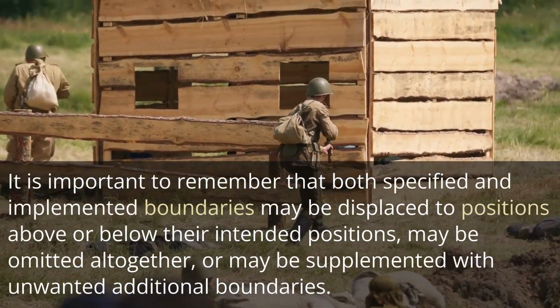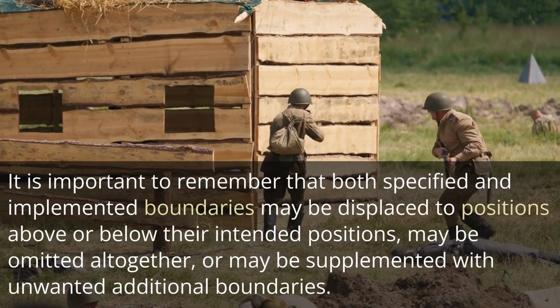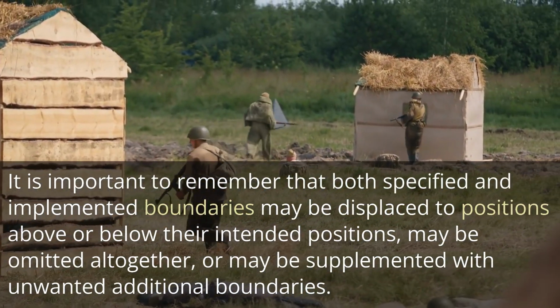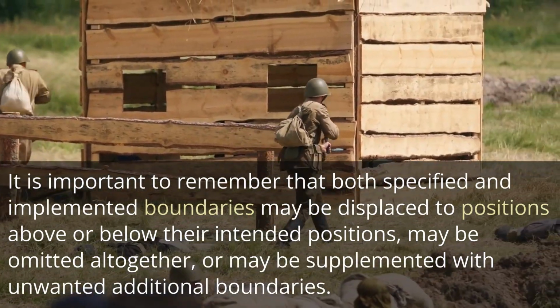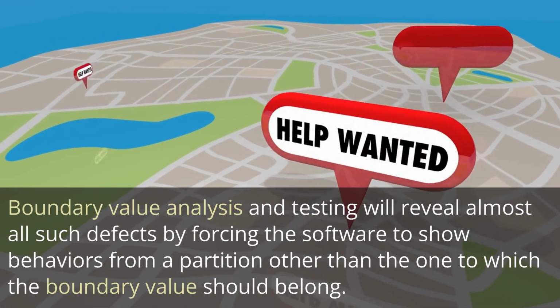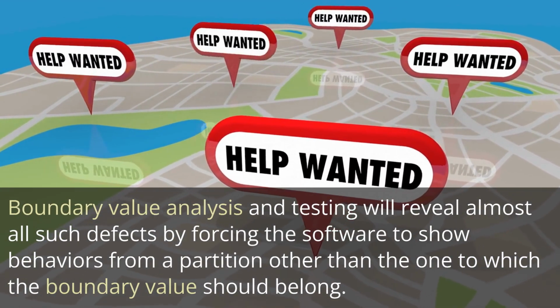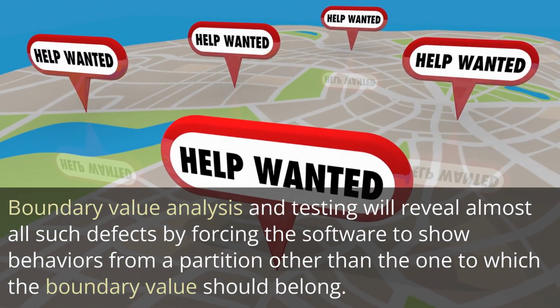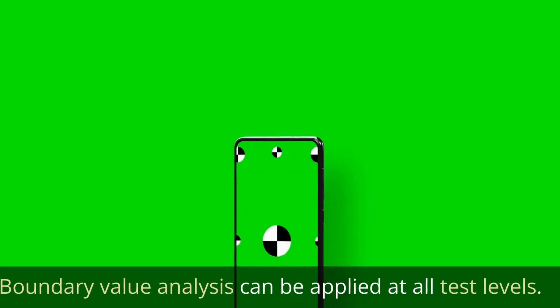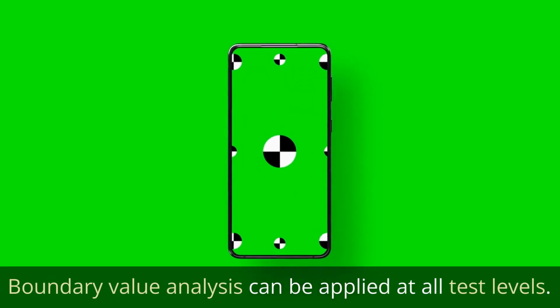It is important to remember that both specified and implemented boundaries may be displaced to positions above or below their intended positions, may be omitted altogether, or may be supplemented with unwanted additional boundaries. Boundary value analysis and testing will reveal almost all such defects by forcing the software to show behaviors from a partition other than the one to which the boundary value should belong. Boundary value analysis can be applied at all test levels.